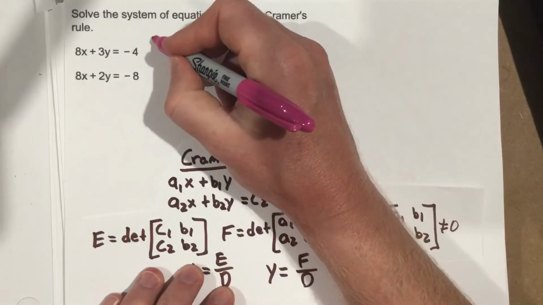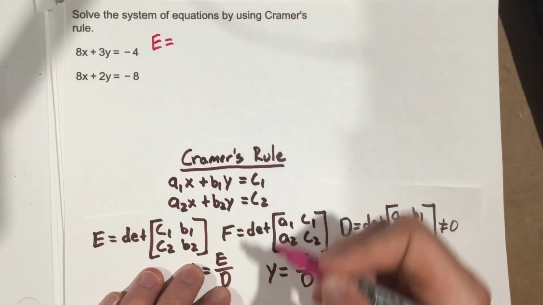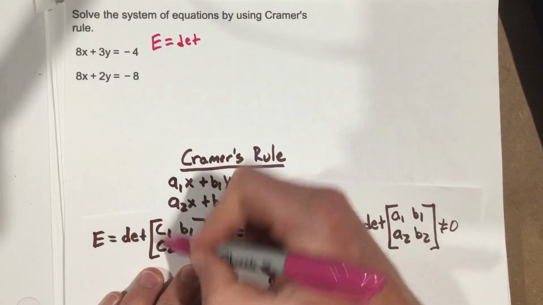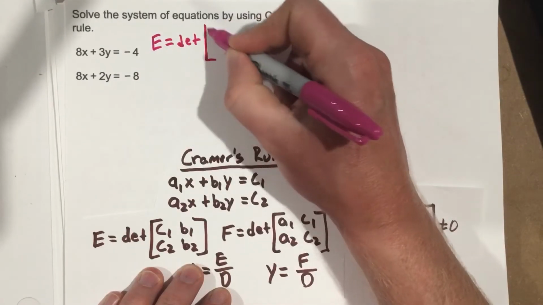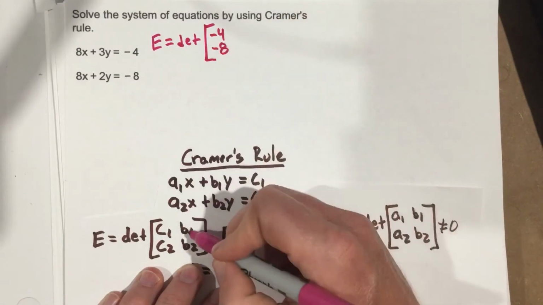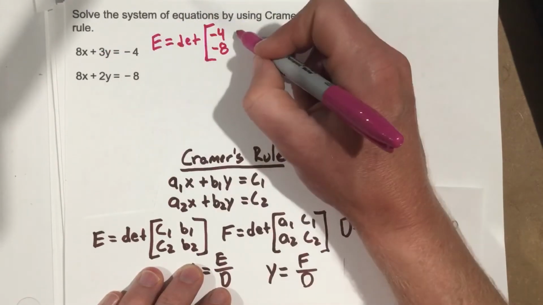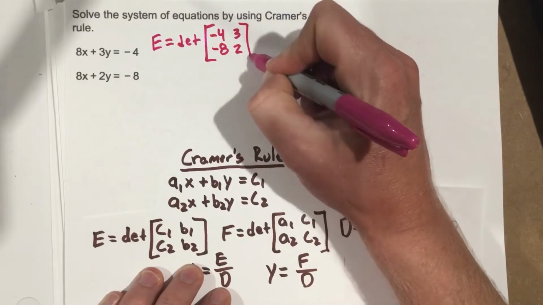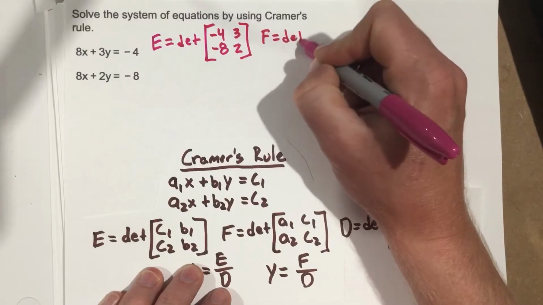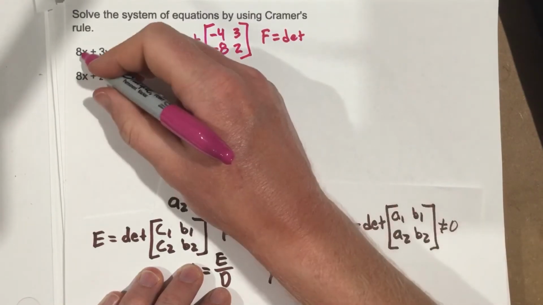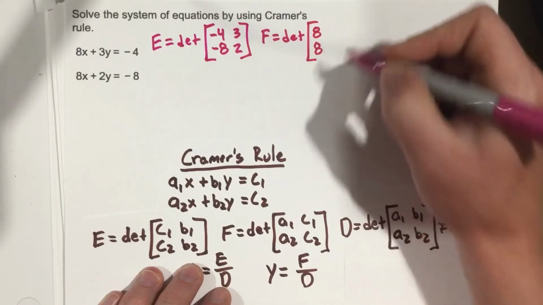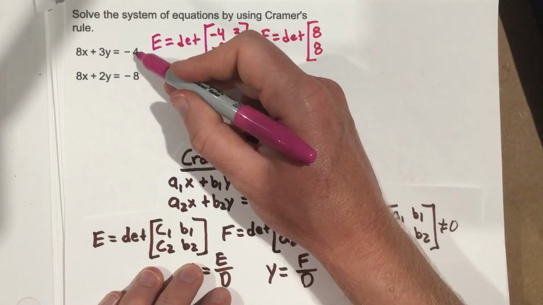Let's start by finding e. E is going to equal the determinant of c1, c2, which is the constants. So we got -4, -8, and then b1, b2, which is 3 and 2. And then we have f, which is the determinant of a1, a2, so that's 8 and 8, and then c1, c2, which is -4, -8.